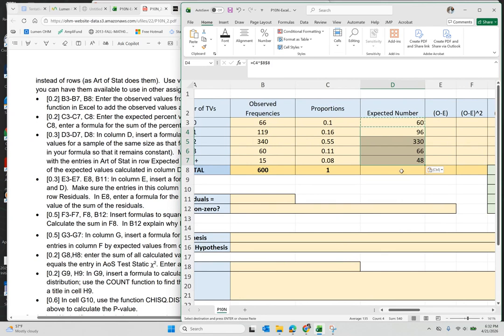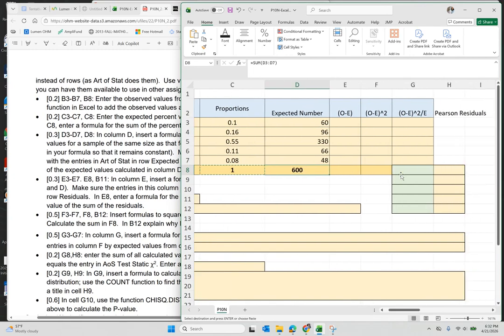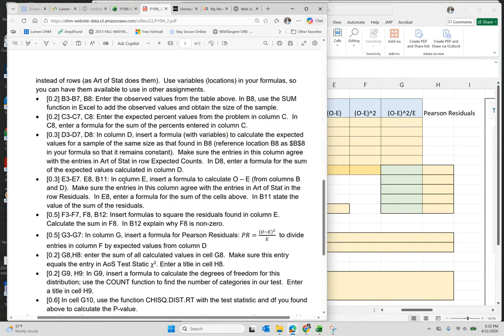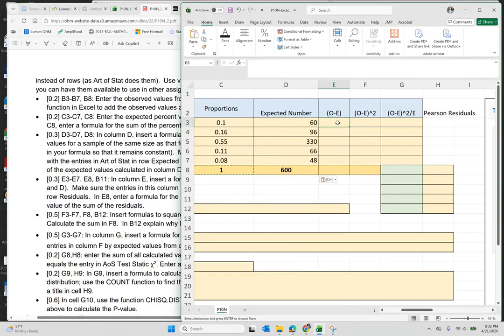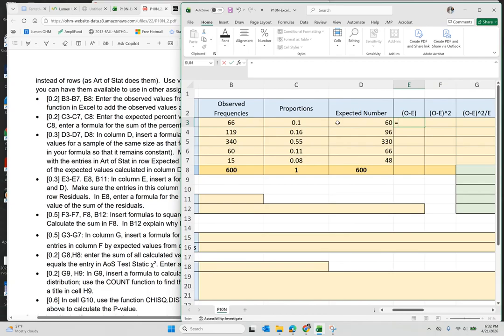And you can see here that I found the same ones that ArtofStat found, and if I copy the sum formula, it will indeed add to 600. So the next step is to calculate observed minus expected, and observed minus expected equals my entries in B, that's the observed, minus the calculations in D. That was the expected, and I'm going to find those, copy and paste my formula, and hopefully when I add them up, the answer will be 0.